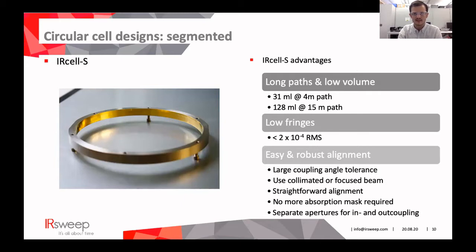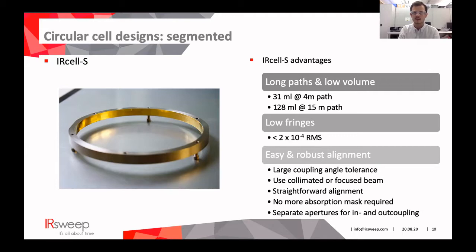So what are the advantages of this product? First of all, compared to the previous generation, we can reduce the volume and also increase the path lengths. We can increase the path lengths because the beam pattern is more stable, so we can tolerate more reflections and a longer path length. So now we offer this at 4-meter path length with 31 milliliters, and at 15-meter path length with 128 milliliters volume, which is quite low for these path lengths. We still specify a fringe level below 2 times 10 to the minus 4 RMS, and in practical terms it is a huge difference, a huge upgrade.